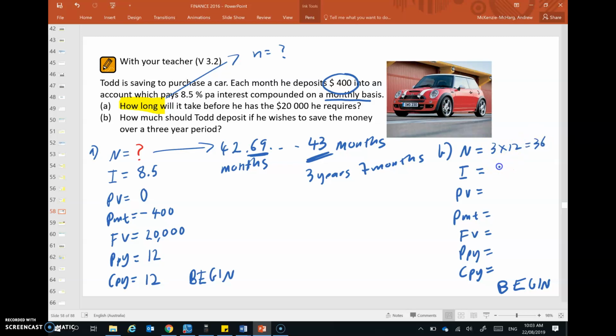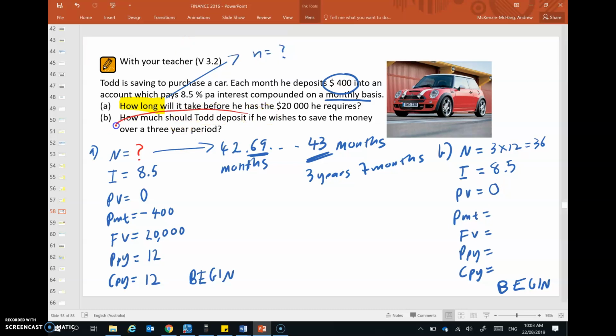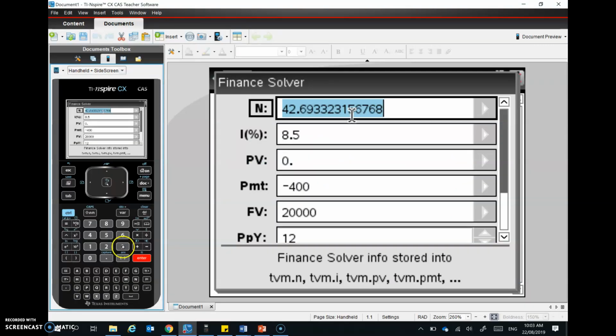We have the same interest rate, same present value, we're starting with 0. Now, the regular payment, how much should Todd deposit? That's what we're trying to work out this time. That's the unknown. He still needs $20,000, so that stays the same. And these are still monthly, so we put 12s there. So those are the inputs we're going to use. So we're calculating the regular payment. In the previous video, we did this algebraically. Here we're using the calculator to do it. So let's go and update these.